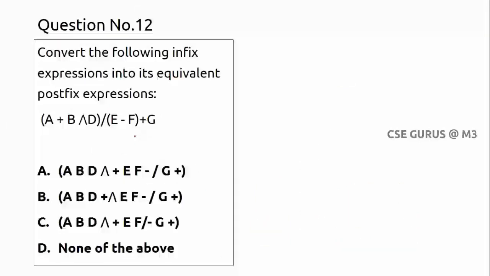Coming to question number 12. Convert the following infix expression into equivalent postfix. Converting infix to postfix, I think it is a little bit easy compared to the other conversions like postfix to infix. So this is simple, like how we do with respect to the expression evaluation. So simply I'll start with A plus B. I cannot directly convert. I'll check which is the first priority. B cap D. Cap in the sense here is exponential.